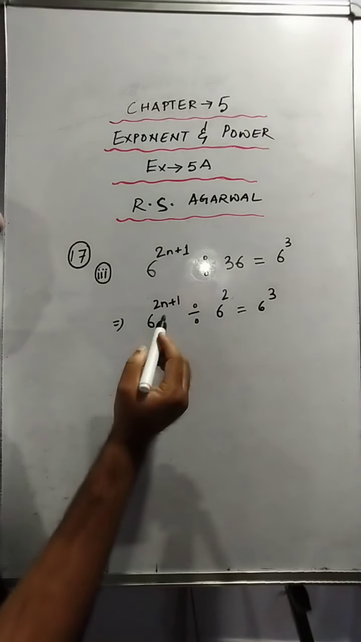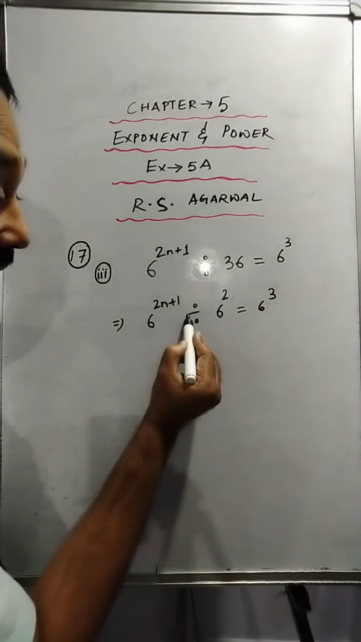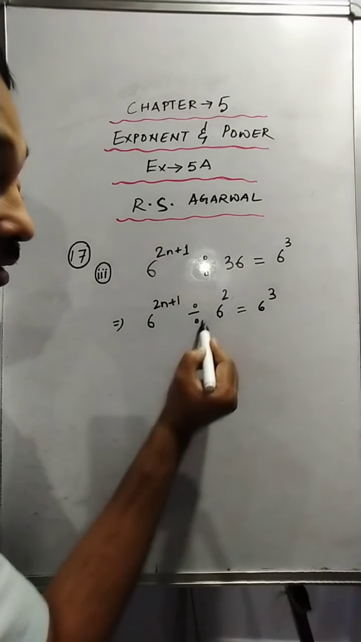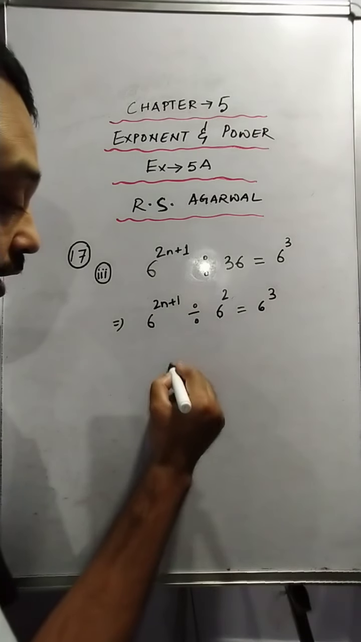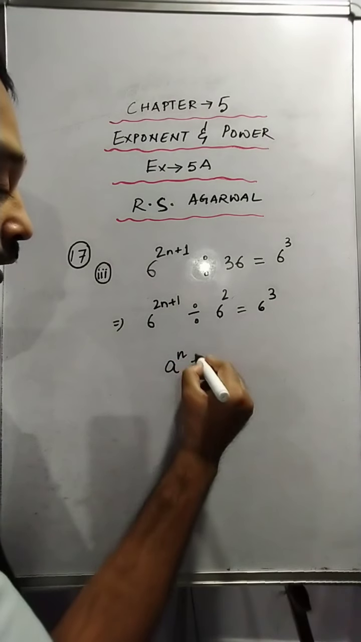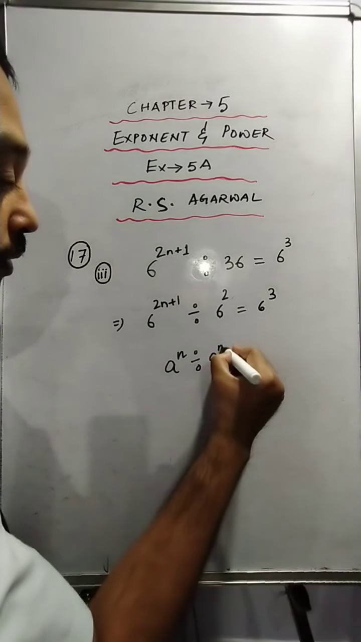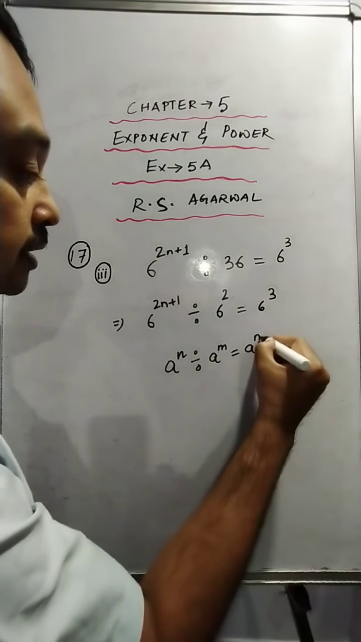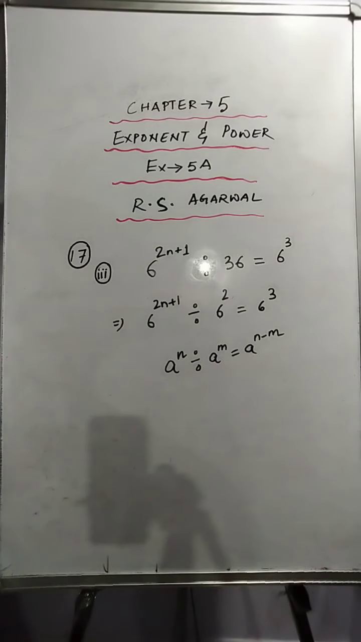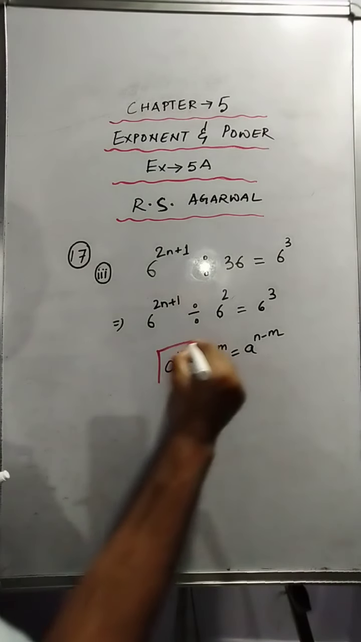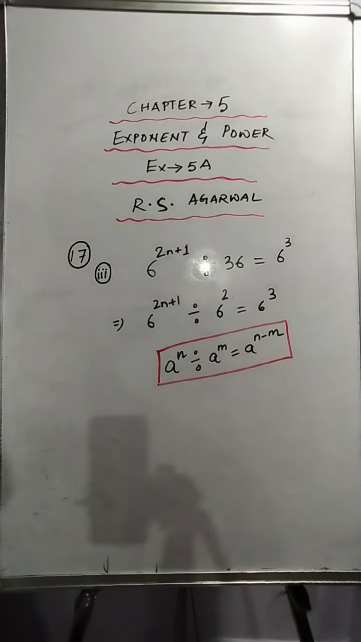So LHS is what? See, the base are same, but now this time there is a division sign. So what do we do with the division sign? So a to the power n divided by a to the power m, that would be equal to what? We subtract the powers, isn't it? So this property will be used here.